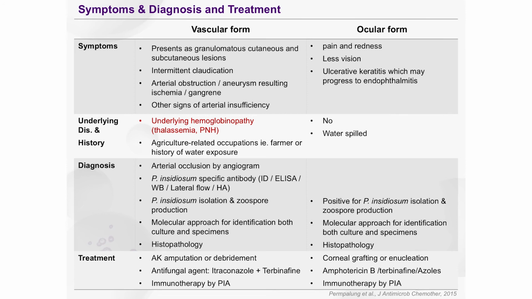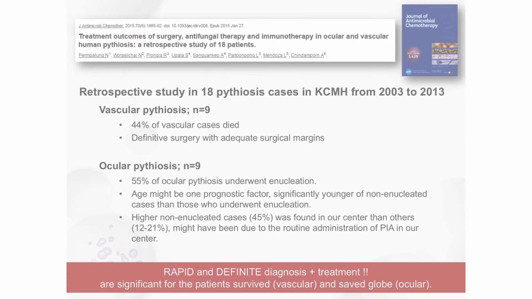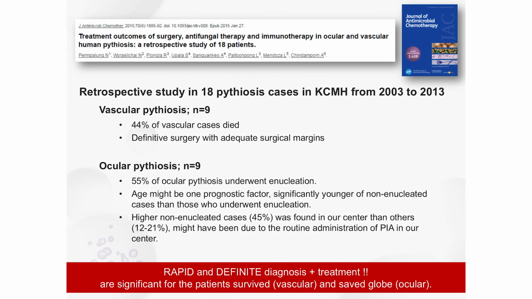Histopathology again. The treatment, no standard at now. So they use the amputation, debridement until the absolute margin. Antifungal agent and immunotherapy with PIA, the protein. May I share you with the two publications? This is the treatment outcomes in our hospital during 10 years. We just have 18. Just take this one.